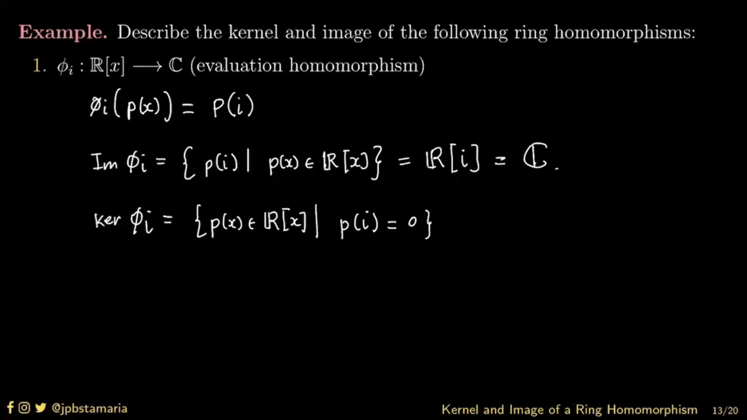Paano magiging 0 yung i? Hindi yan magiging 0 pag nag-subtract ka ng i, kasi kailangan ang imu-multiply mo ay real number, because you're making a real polynomial. What you can do is you can square, kasi kapag in-square mo, negative 1. You can add a 1.